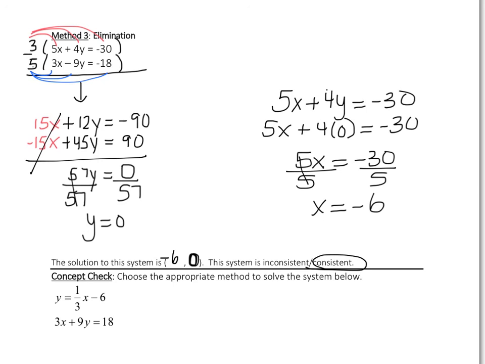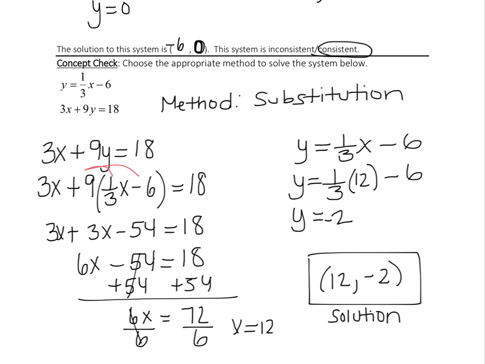Okay, so let's try this concept check on our own. I want you to pause the video, and I want you to try. I want you to pick methods 1, 2, or 3 to solve this one. Try it all on your own, and then hit resume for the answer. Okay, here's your answer. Look it over, and come in tomorrow with questions.